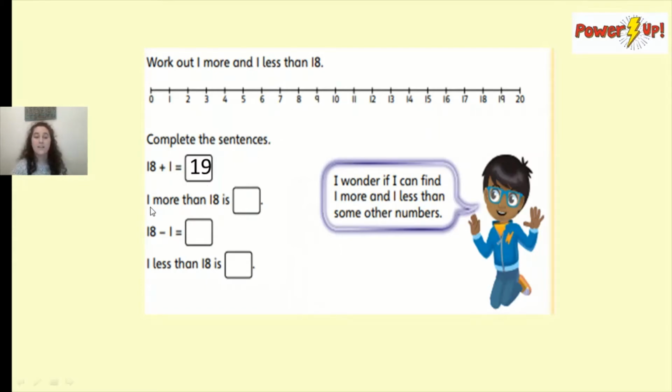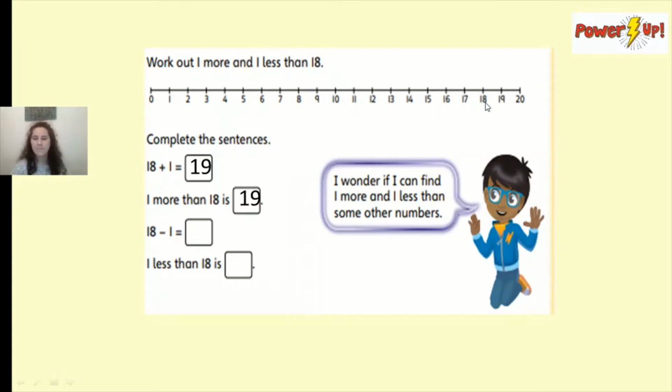Now let's look at the next one. It says 1 more than 18 is what? Now if we've already found out that 18 plus 1 equals 19, what is 1 more than 18? Fantastic, it's also 19. 1 more is another way of saying plus 1. Right, let's look at our next question. This one said 18 take away 1 equals what? What way are we going to have to jump on the number line now? Fantastic, we're going to have to go backwards because we're taking away. That means the number will get smaller.